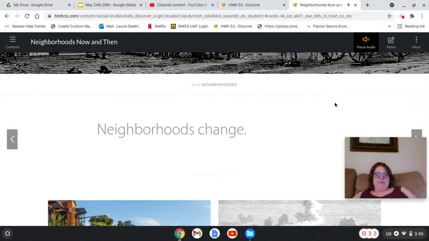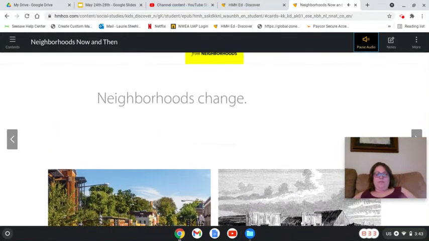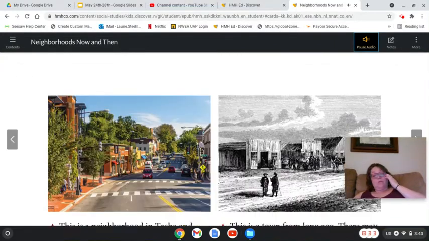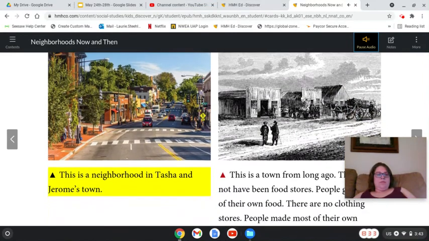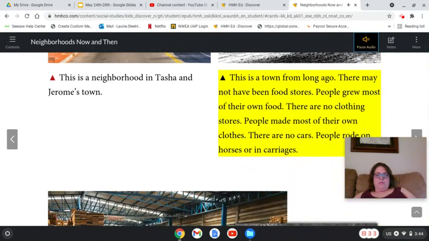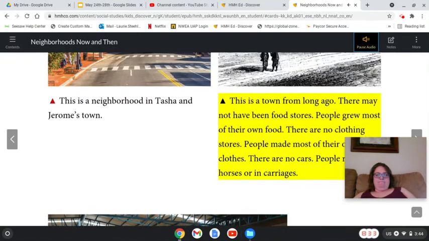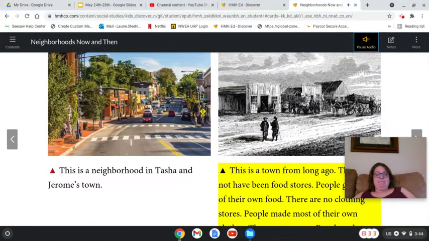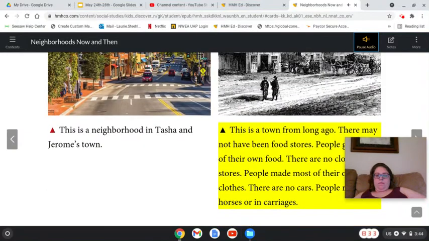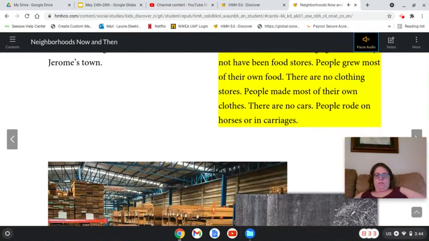Neighborhoods, now and then. From Neighborhoods. Neighborhoods change. This is a neighborhood in Tasha and Jerome's town. This is a town from long ago. There may not have been food stores. People grew most of their own food. There are no clothing stores. People made most of their own clothes. There are no cars. People rode on horses or in carriages.